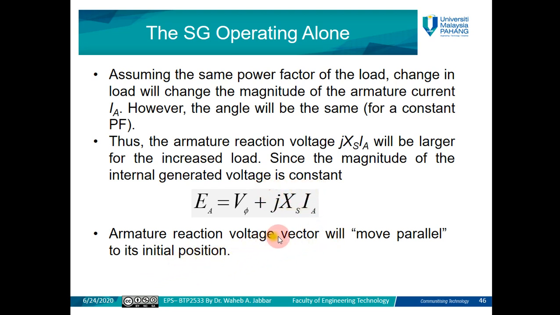So the armature reaction voltage phasor will move parallel to its initial position. Why? Because EA and V phase are constant. When we increase our load, only the value of jXsIA will change. By increasing the load in the standalone operation mode of the synchronous generator, only the value of IA will change, and this will cause the voltage drop, the armature reaction voltage, to change.